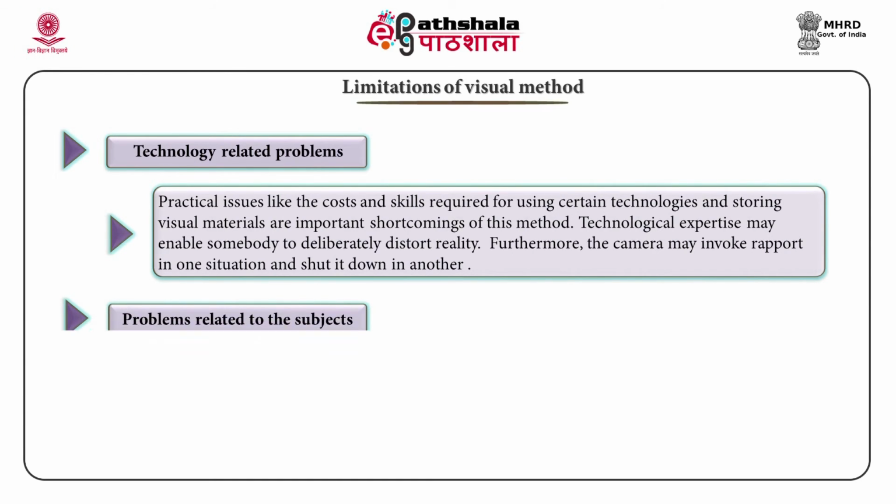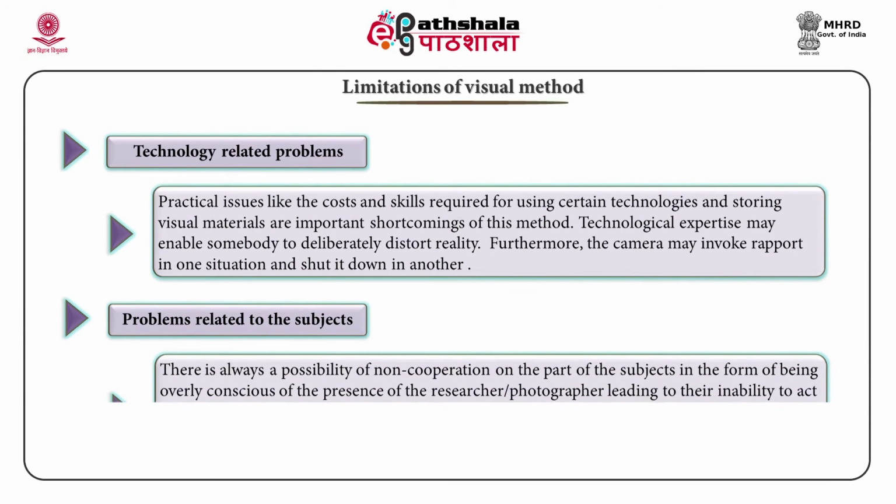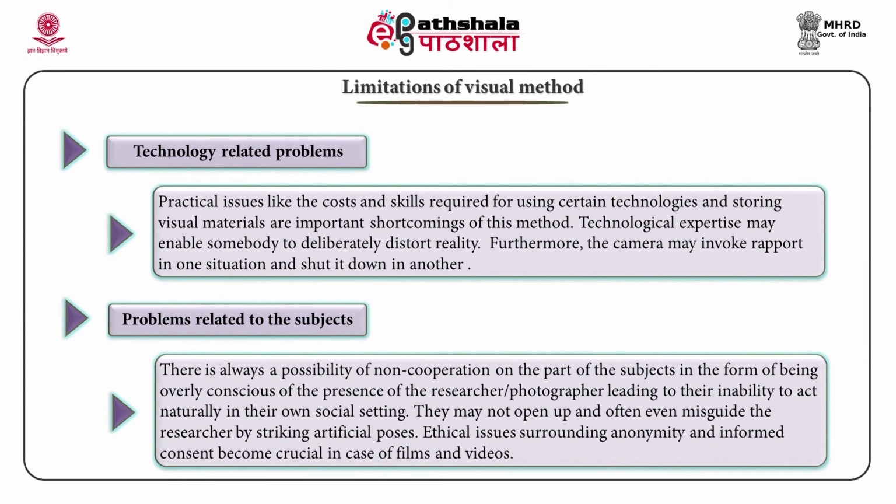Problems related to the subjects. There is always a possibility of non-cooperation on the part of the subjects in the form of being overly conscious of the presence of the researcher photographer, leading to their inability to act naturally in their own social setting. They may not open up and often even misguide the researcher by striking artificial poses. Ethical issues surrounding anonymity and informed consent become crucial in case of films and video.